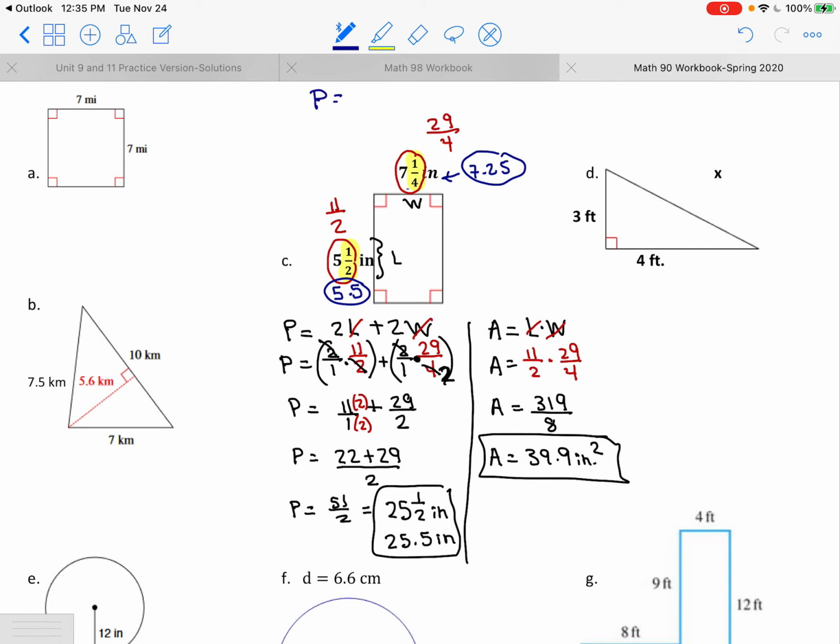I'm going to just write it right up here. You would have had P is equal to 2 times 5.5 plus 2 times 7.25, and that would have gotten you your answer a lot quicker. But at the same time, it's good to practice your fraction work as well. I'm going to leave it up to you, whatever you want to do. If you want to start working with decimals too, that's totally fine with me.